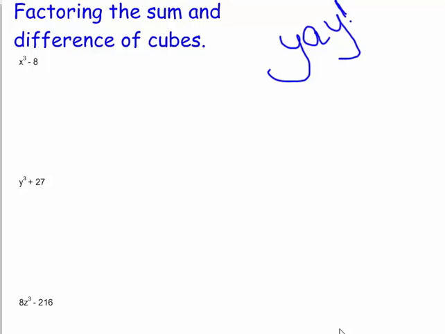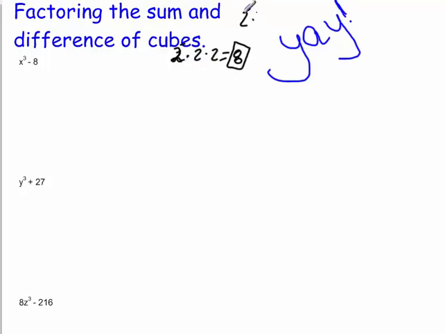Alright, we're trying to find what the factors are of our sum and difference of cubes. Our sum and difference of cubes are just addition or subtraction between two perfect cubes. Maybe the first question you asked yourself is, what is a perfect cube? A perfect cube is any number that I can multiply by itself twice. So 2 times 2 times 2 equals 8. 8 is a perfect cube. The cube root of 8 is 2.